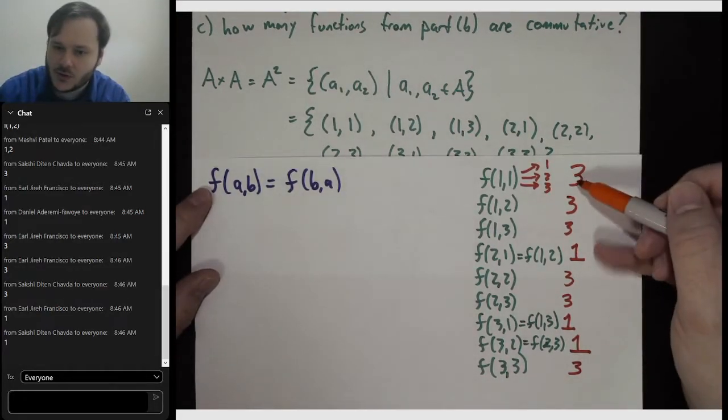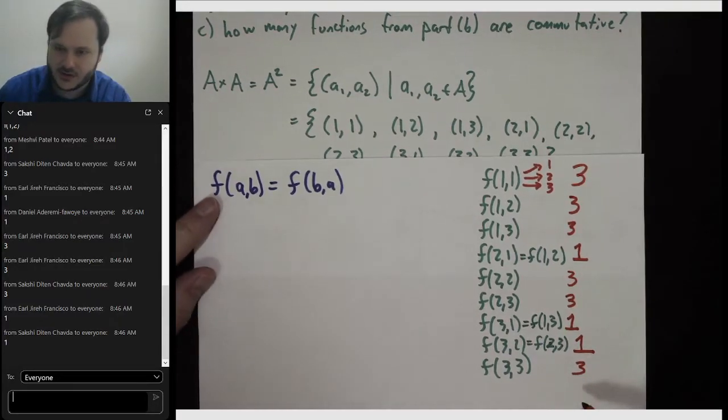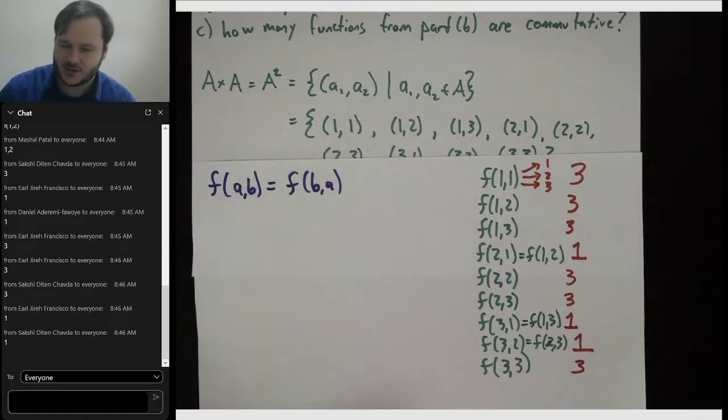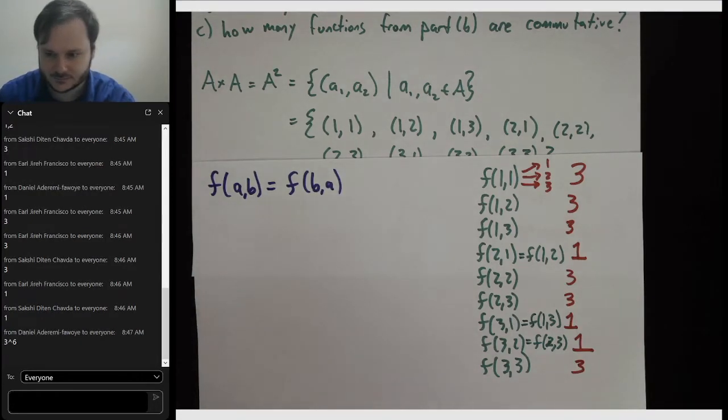So now, rule of product, multiply these numbers all together. How many commutative functions are there from A cross A to A? 3 to the 6.